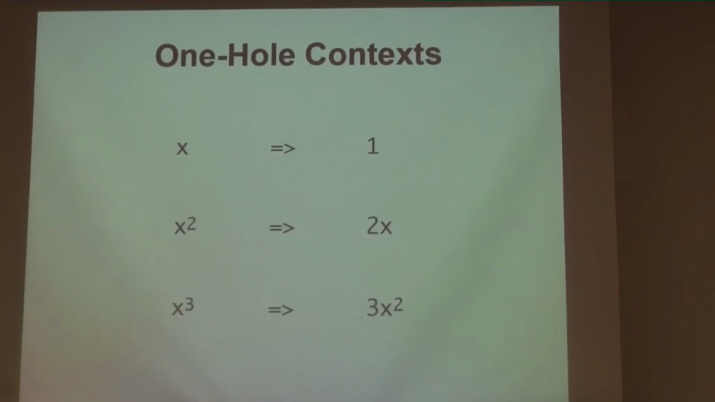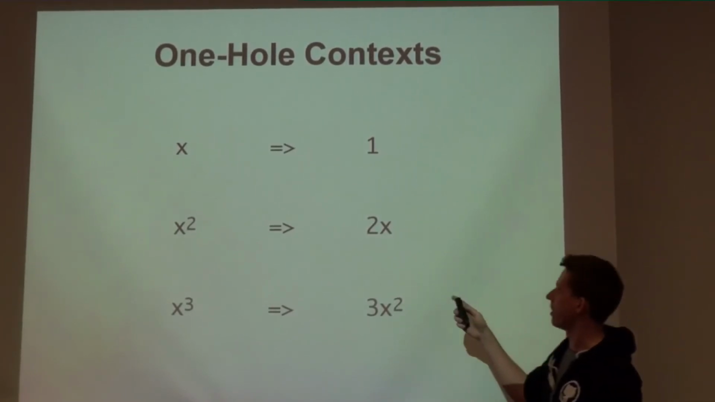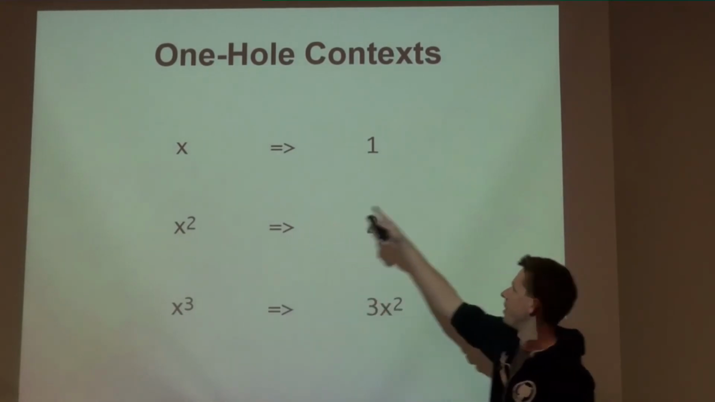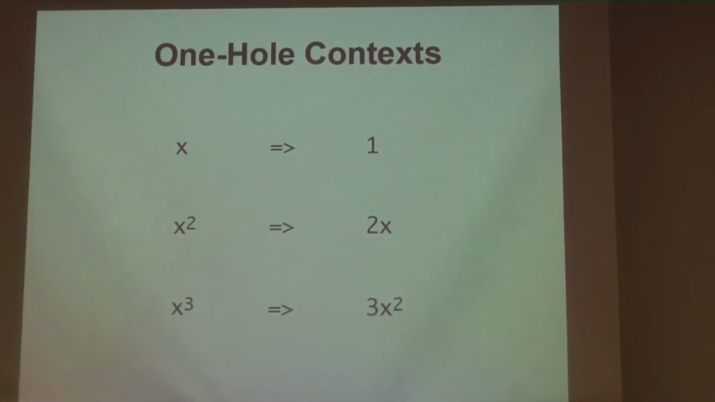So if we collect these together, I've said that the one whole context of x is 1, of x squared is 2x, x cubed is 3x squared. And if you've done any calculus at any point, you might start to recognize this. So if we start with the thing on the left and differentiate it, you get the thing on the right. This is kind of neat. And in fact, it continues to work.